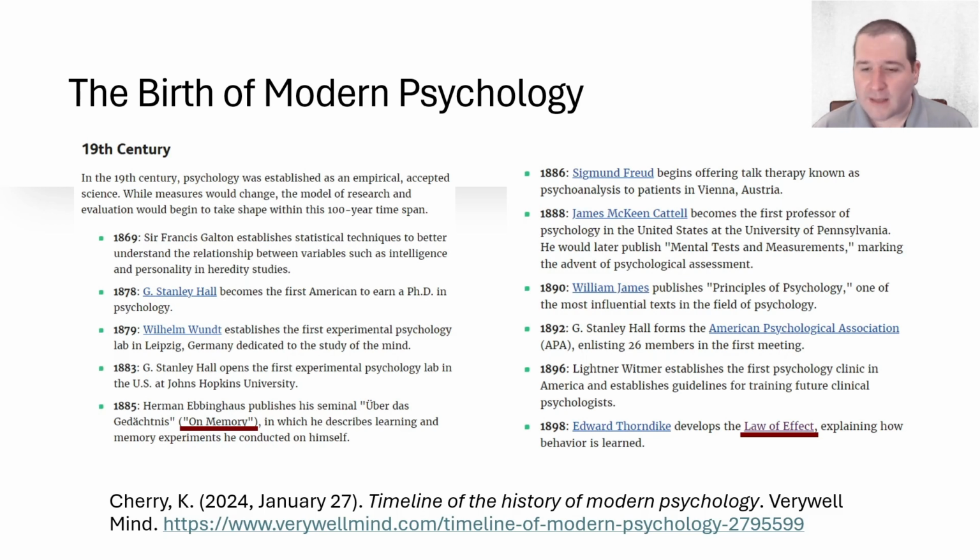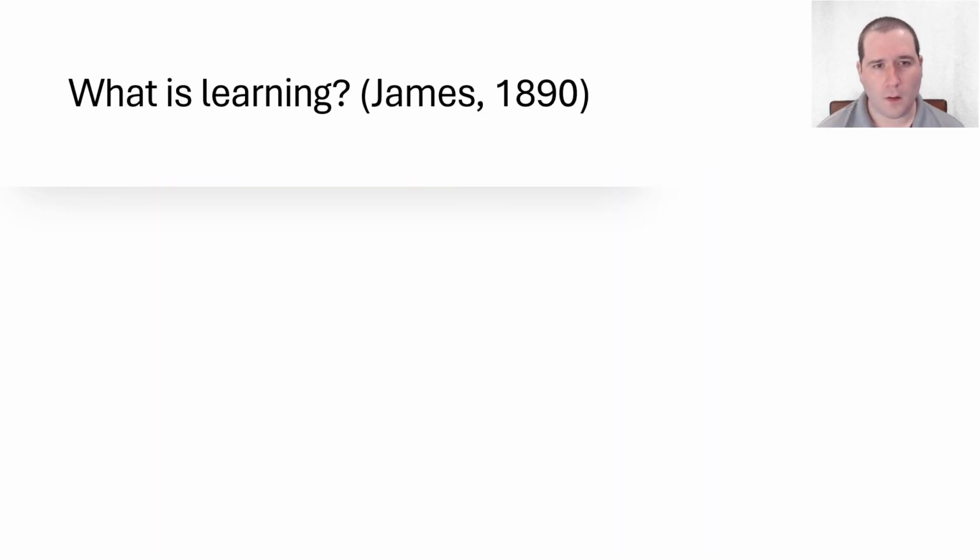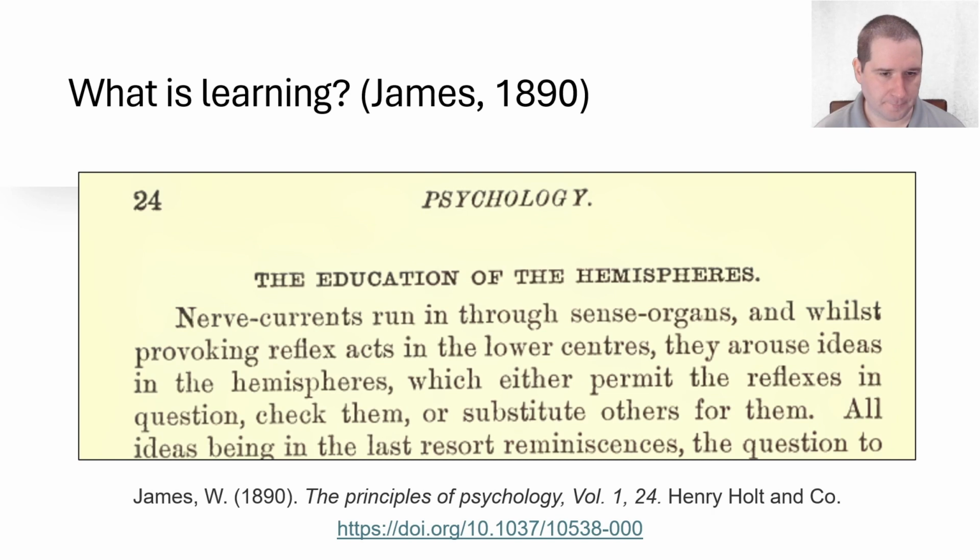But before we get into the law of effect, before we get into these learning theories, I think it's important to understand where psychology was at the time. So I actually want to start with William James's Principles of Psychology to give us a grasp of what psychology was like in 1890. So I was able to find this book, The Principles of Psychology, from 1890 by James. And here's his take on learning.